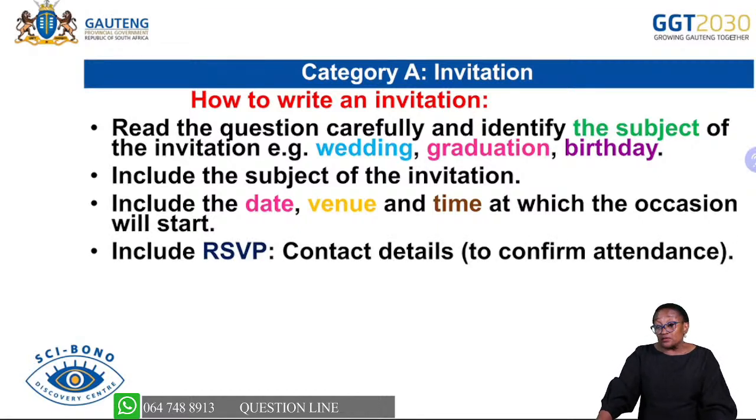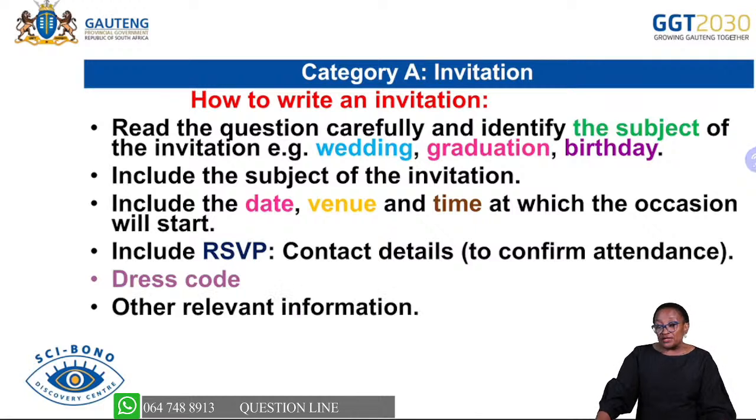Include RSVP, and that's the contact details for confirmation of attendance. The dress code has to be included as well, and other relevant information, anything that you might find relevant to the invite. It could be that, if it's a wedding celebration, you wouldn't really love kids to attend. Then that would be some of the information that you can include in your invite.